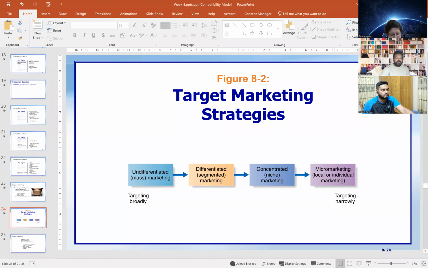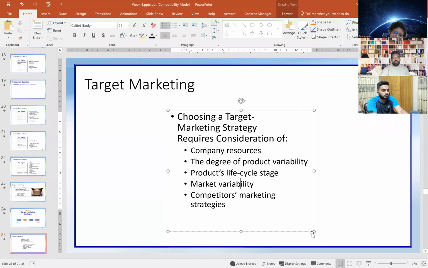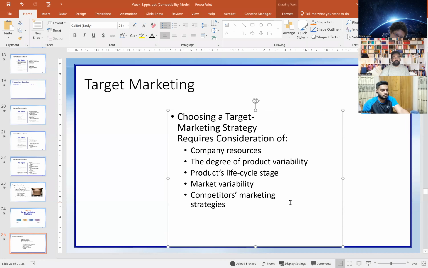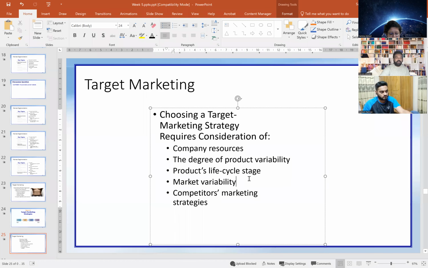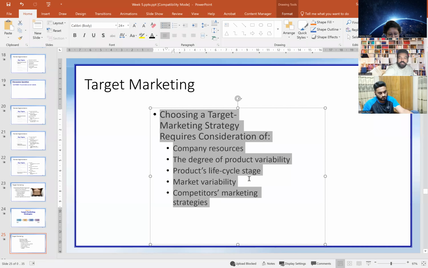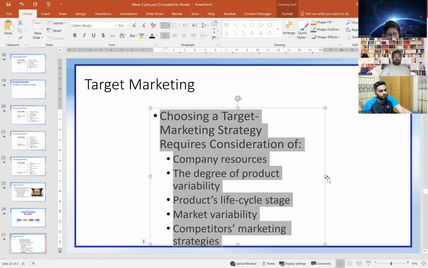Now, there are a few things we need to keep in mind in target marketing. Choosing a target marketing strategy requires some consideration. Some factors you need to keep in mind: company resources, okay? What is the company capable of? How much resource does the company have? That's obviously one important factor. I'm just trying to enlarge the font a little bit so that it's more visible.